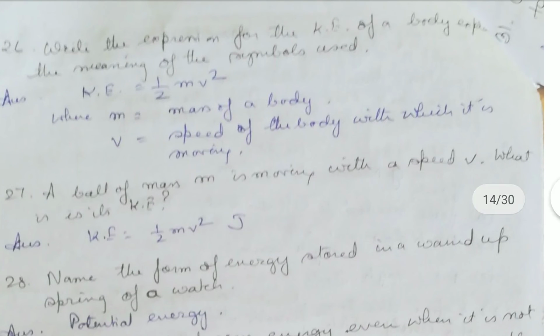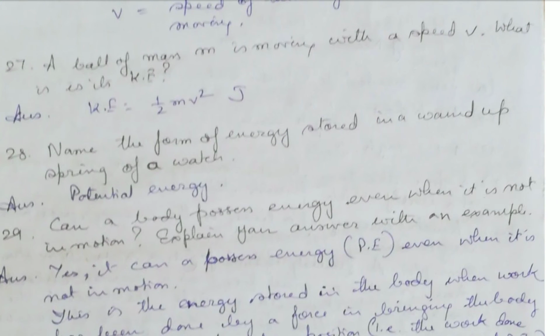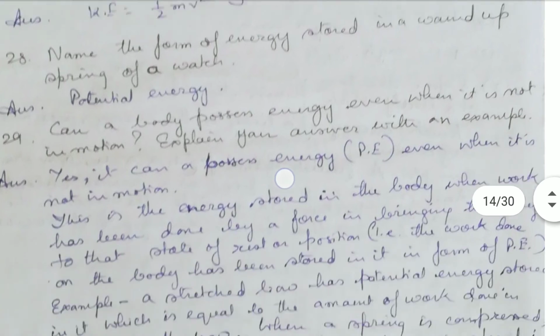Write the expression of the kinetic energy of a body, explaining the meaning of the symbols used. K is equal to 1/2 mv square, where m is the mass of the body and v is the speed of the body with which it is moving. A ball of mass m is moving with a speed v. What is its kinetic energy? K is equal to 1/2 mv square joule. Name the form of energy stored in the wound up spring of a watch. Potential energy.